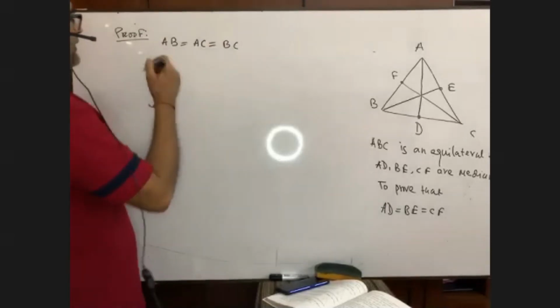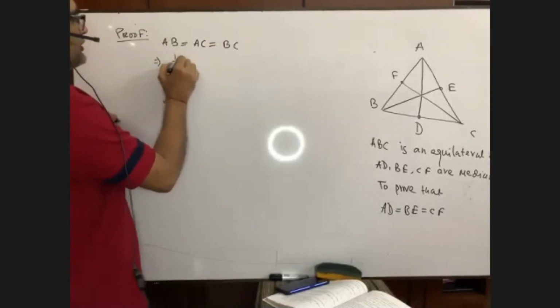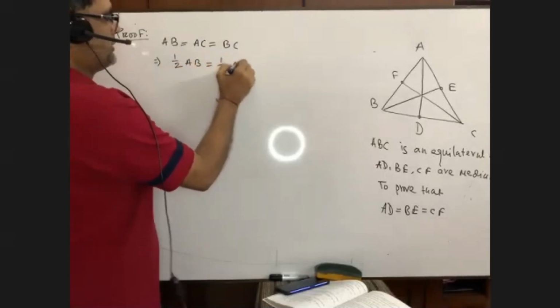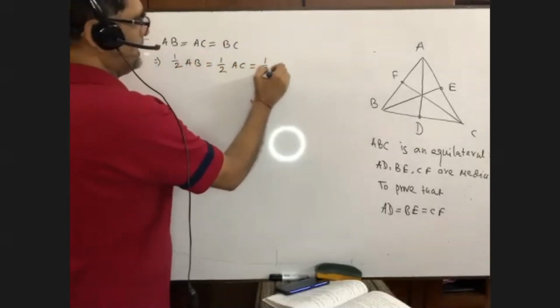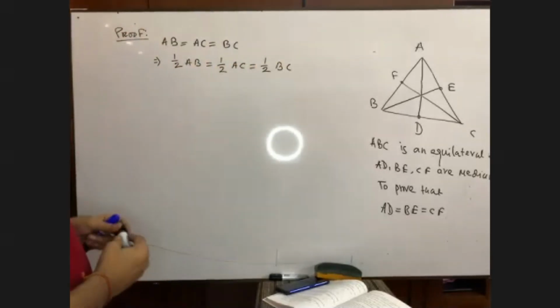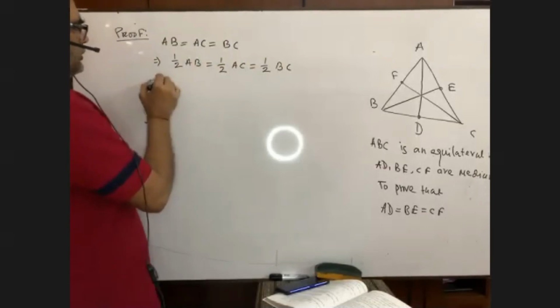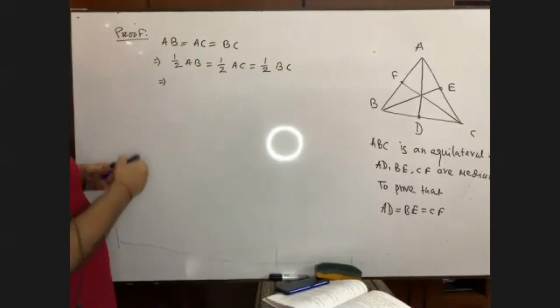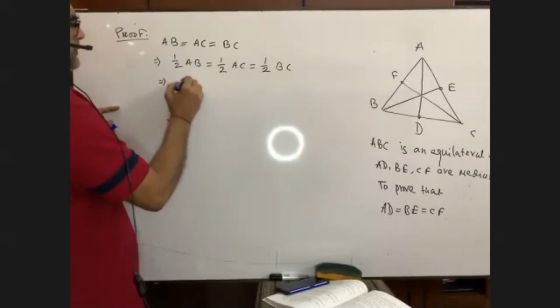Now, if we divide it by 2, that is half AB, half AC, half BC. Can we do it? Yes, sir. Okay, that's good. What is half of AB? It's either AF or BF. Very good. You can write it BF.